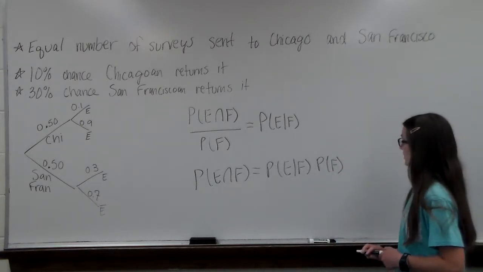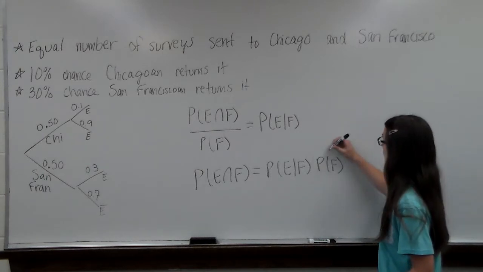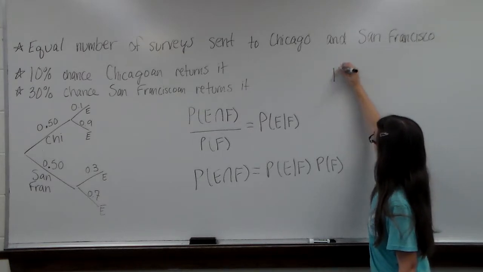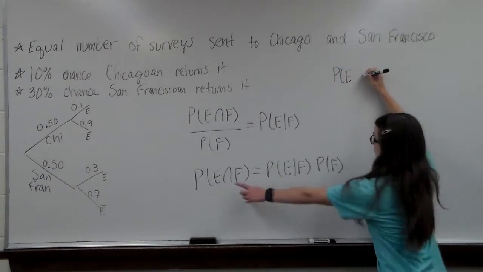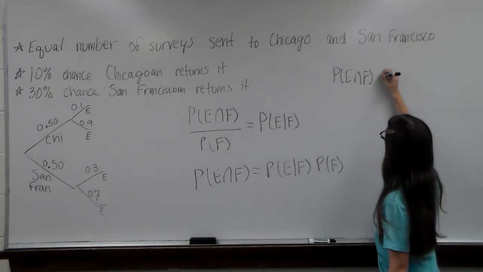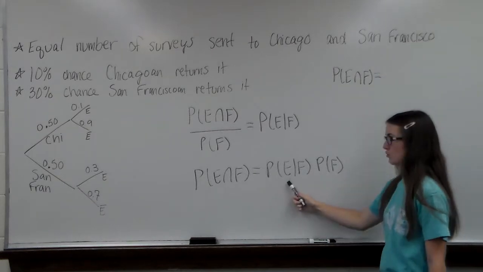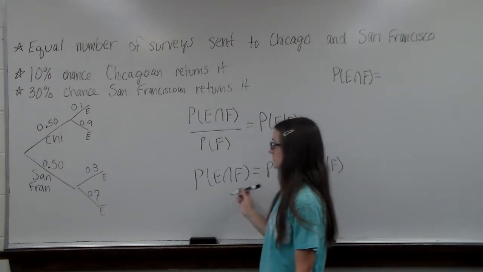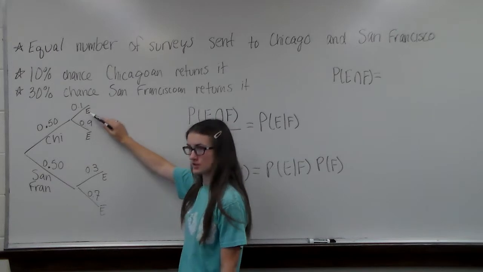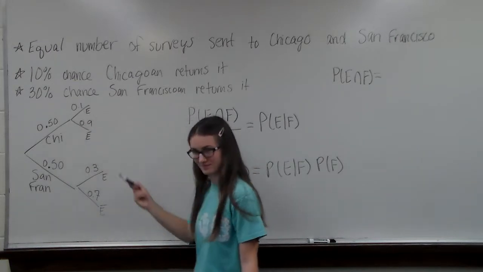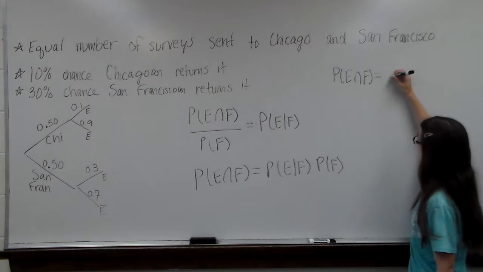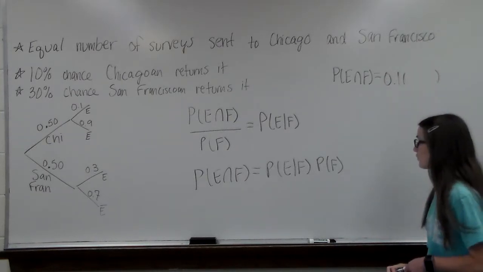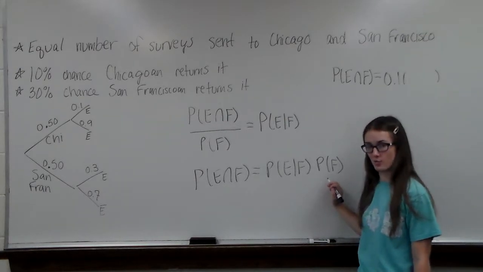So now we can start plugging in some values. We still don't know what this is, but we do know what the probability of E given F is. Since we know what this is, we know that this is 0.1, as we can tell from our lovely tree diagram that we drew. Then we also know that the probability of F is 0.5.